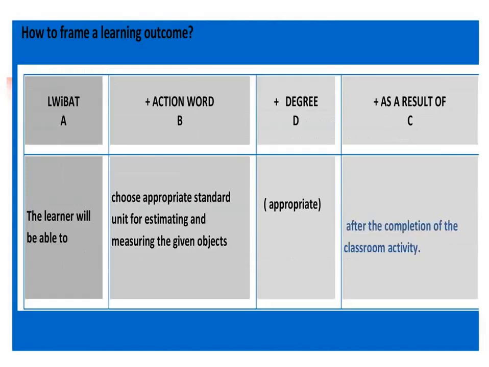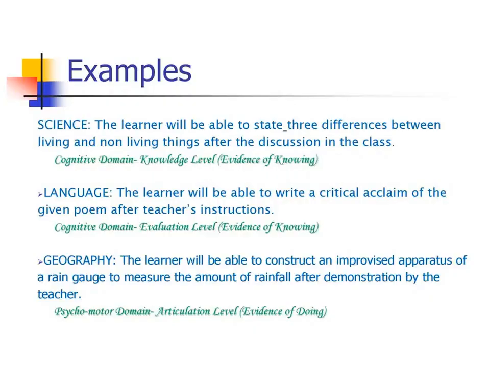So, when we are writing a learning outcome, it goes like: the learner will be able to A, B, D, C. The learner will be able to choose appropriate unit of estimating, measuring, of given, and D is the degree, that is appropriate, and C is the result, that is after the completion of the classroom activity.